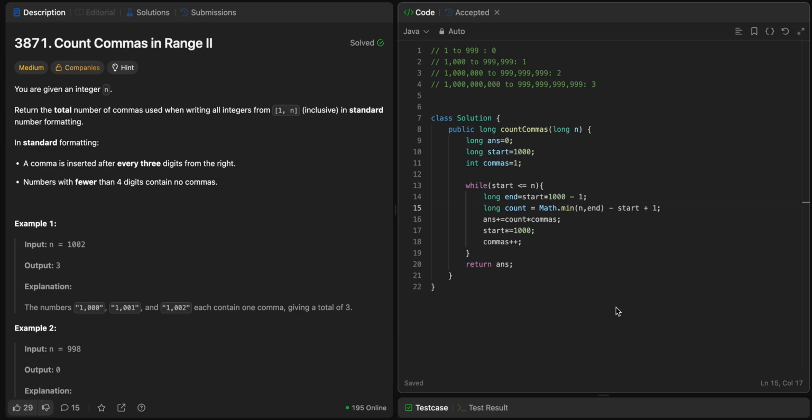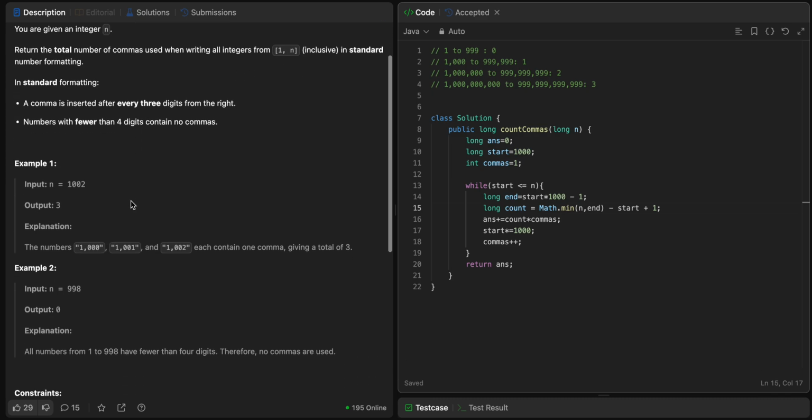Welcome to the Localhost Lab, and today we are looking at LeetCode problem number 3871, Counting Commas in Range 2. Let's first understand the problem statement and then we'll look at its Java solution. We have been given an integer n, and we have to return the total number of commas used when writing all the integers from 1 to n.